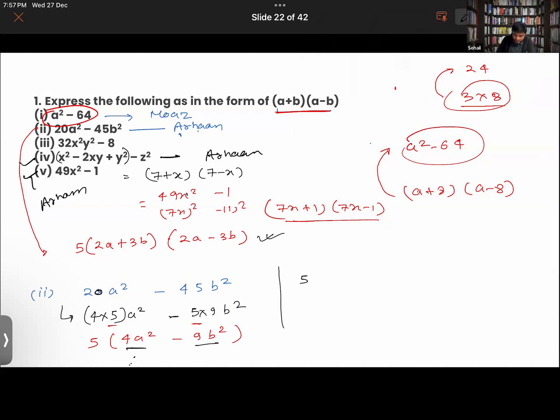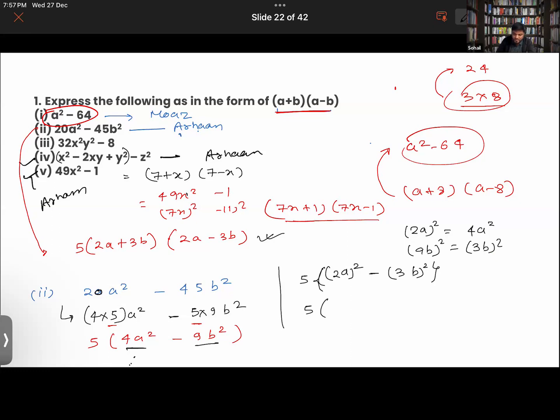So 4a square, can I not write it as 2a whole square? Yes, sir. Because 2a whole square will give you 4a square. 2 times 2 is 4, a times a is a square, right? Then the minus sign in between, we will write it. And then 9b square, how should we write this? 3b whole square. Okay, hope there's no confusion so far.